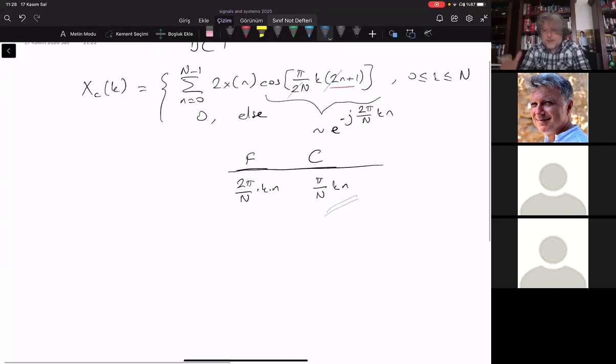But let's forget about that for the time being. Even the angles are different. This is 2 theta, whereas this is theta. The Fourier transform angle is twice the angle of the cosine, which causes this kind of a situation.